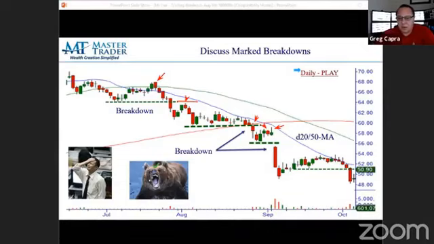Well, this one, Gene, would have shorted it. That's a very high quality breakdown because of the nice tight consolidation into the 20 and the trend is down. You could have added to it on this, but this was a gap.